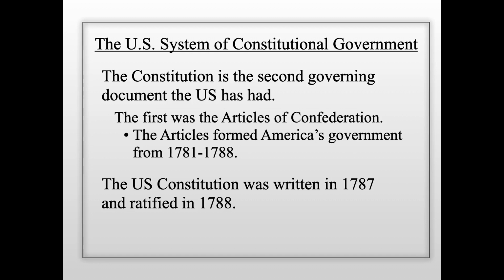and then in 1789 the country had its first presidential election, and that's when George Washington became the first president of the United States.